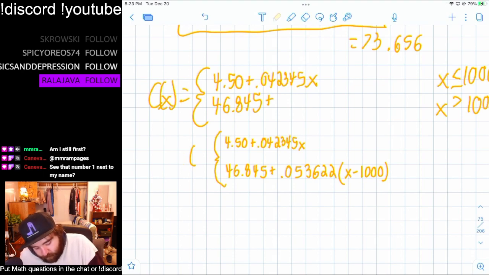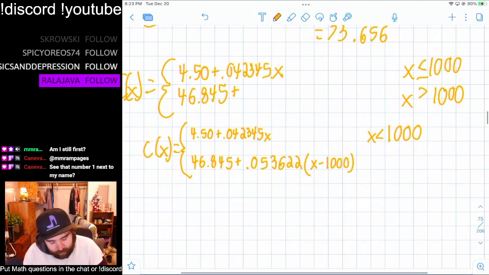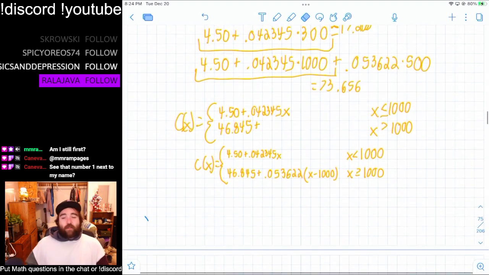Our function to get our monthly cost. If x is less than 1,000, you can use the top equation. If x is greater than or equal to 1,000, you can use the bottom equation. And so, yeah, it is nice to notice that it doesn't matter where you put the equal sign. Because see how if x equals 1,000 and you do plug it into the last part, you would just get 1,000 minus 1,000 here, and that would just cancel out anyway. So if you know it's continuous, which it should be in this situation, you can just put that equal sign anywhere.